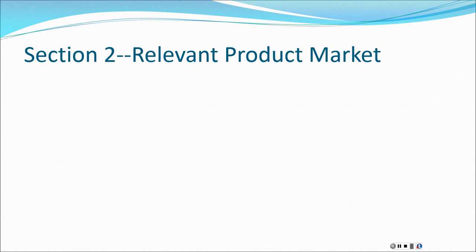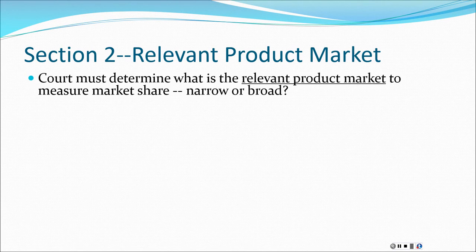So, in looking at this market share and the effects that a monopolist may have, we have to consider the relevant product market. The courts have to determine this relevant product market to measure the market share. How narrow is it or how broad is it? Here we want to borrow from microeconomics the concept of substitutability. And remember the basic microeconomic concepts of substitutability.